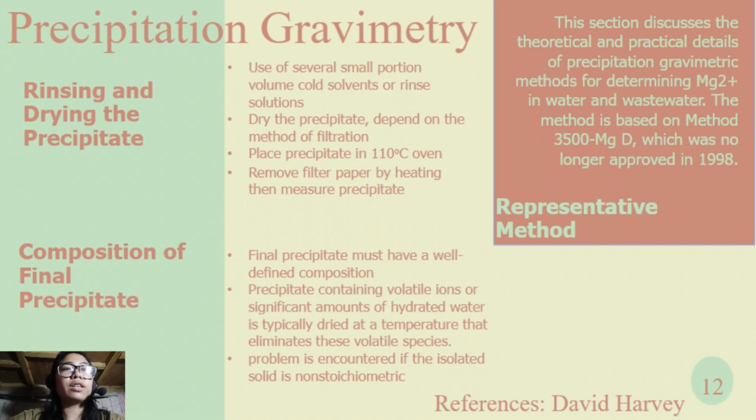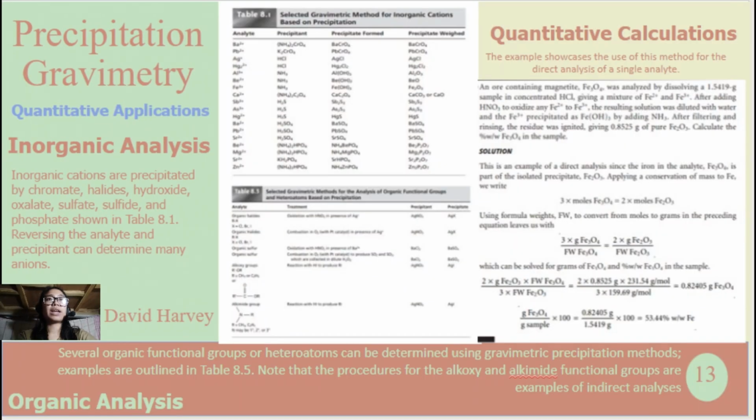This section discusses the determination of magnesium in water and wastewater using a precipitation gravimetric method. The method is based on method 3500 magnesium D in Standard Methods for the Examination of Water and Wastewater, 19th edition, American Public Health Association, 1995. However, this method is no longer listed as an approved method. Table 8.1 summarizes precipitation gravimetric methods for inorganic cations and anions.